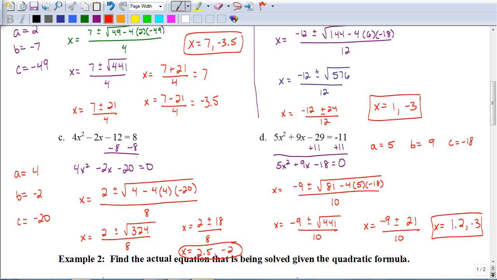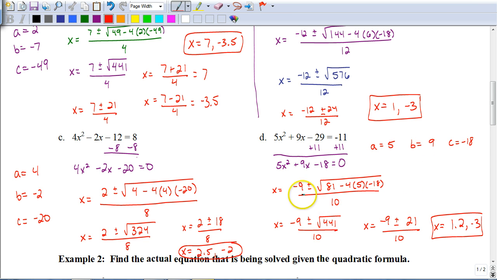Okay, so let's go ahead and check. You should have gotten 1.2 and negative 3 as your answer. Again, you want to get the equation set up to be equal to 0, so we'd add 11 to both sides. So I get 5x squared plus 9x minus 18 equals 0. Giving me my values for a, b, and c are 5, 9, and negative 18.